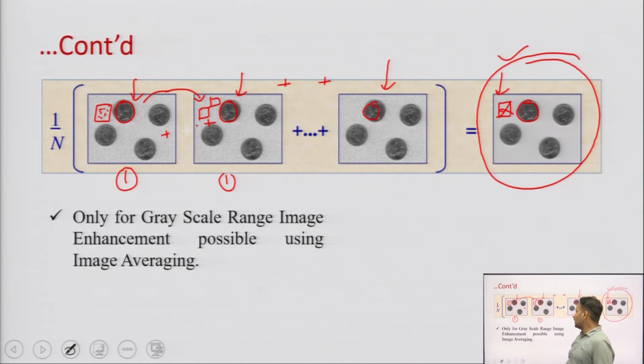So it is only for gray level, gray scale range image enhancement that is possible using image averaging. That is the limitation of this kind of averaging. Enhancement is possible only in the gray scale range. So that is a limitation present in image averaging.